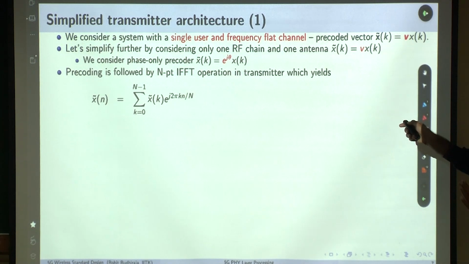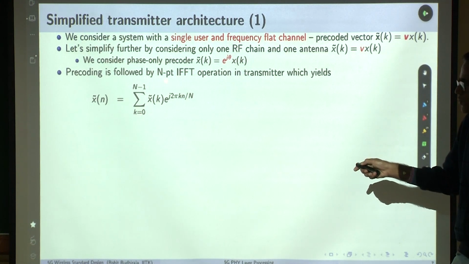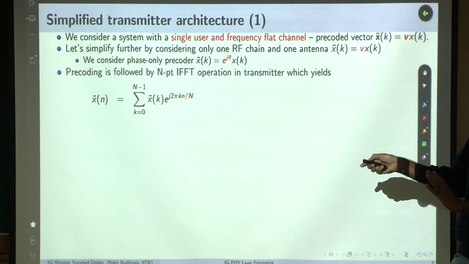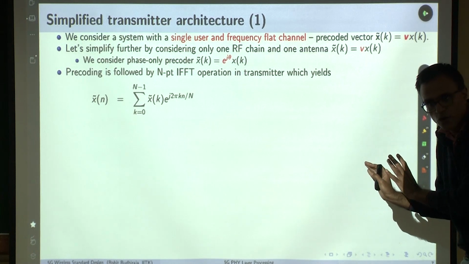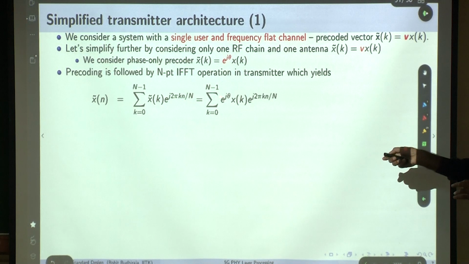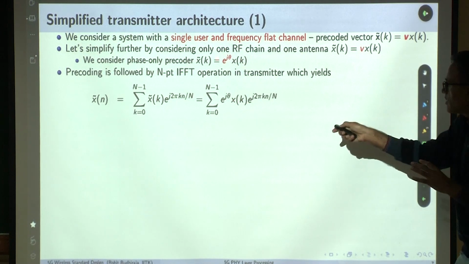Once you have done this processing digitally, I will take the IFFT of this. What is IFFT? n-point IFFT, k equal to 0 to n minus 1, X tilde of k e raised to power j2 pi k n over N. That is what it is, right? I substitute X tilde of k, and what happens? e raised to power j theta into X of k. This is what I have written.